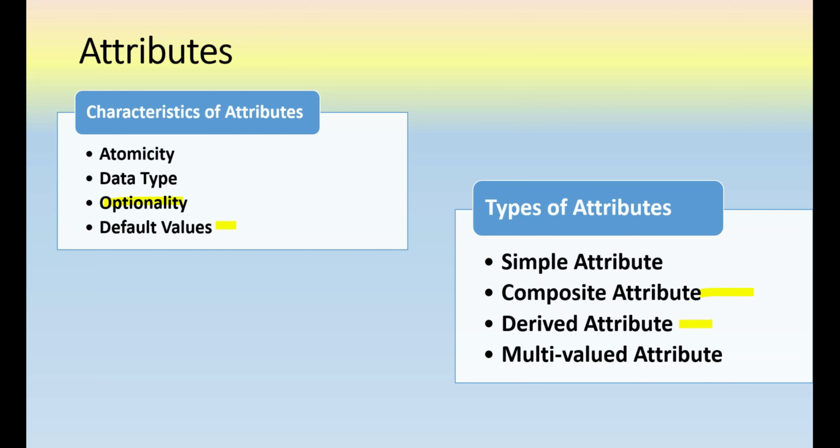And you have multi-valued attributes. These can hold multiple values. Say for example, phone number, right? A particular customer may hold multiple phone numbers, right? A single customer can have multiple phone numbers. So that's the best example of a multi-valued attribute. Okay.